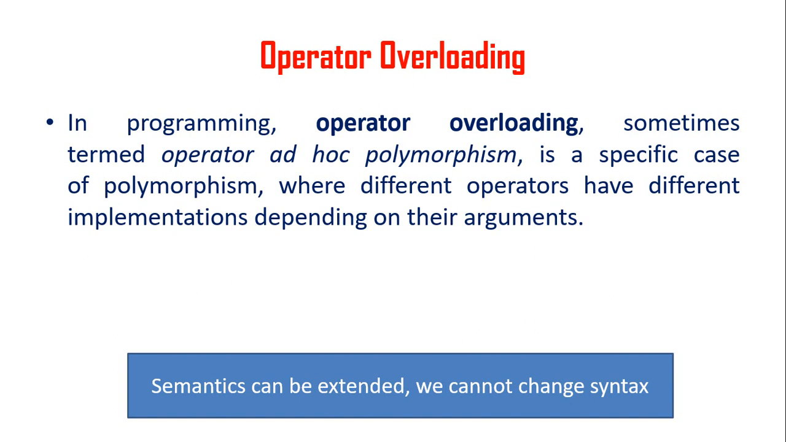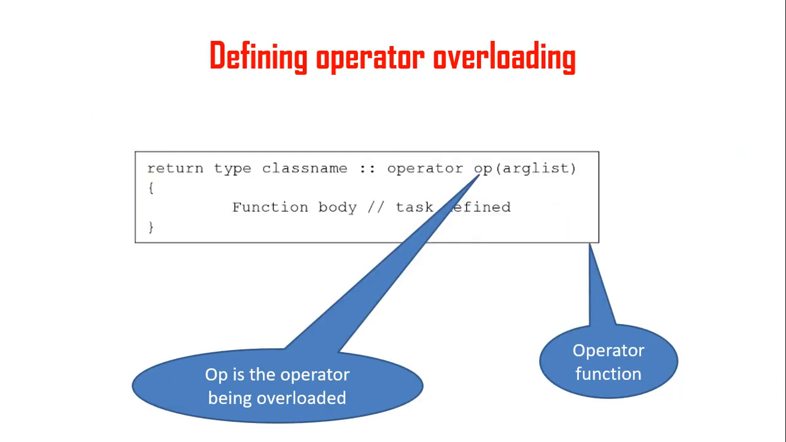We need to understand the underlying fact in operator overloading: semantics can be extended, but we cannot change the syntax. So only the function can be changed. The rules of declaring or using the operator cannot be changed, because some operators require one operand, so you have to use only one operand. Some operators require two operands, and in such cases we have to use two operands. That's called syntax.